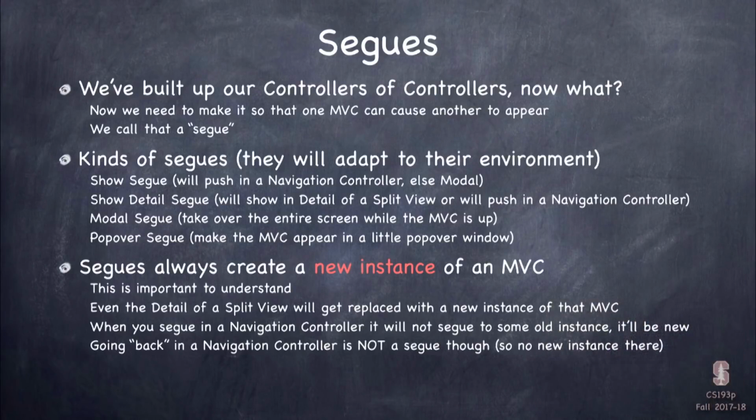So this is in red. Whenever you see red on a slide, you know it's important. I'm just re-emphasizing that segues always create a new instance of the MVC. Okay? Segues always create a new instance of the MVC. This is important to understand. You're not going to be reusing some MVC that you had on screen before. And we'll show in our demo today what we can do about this if we really do want reuse of MVCs.